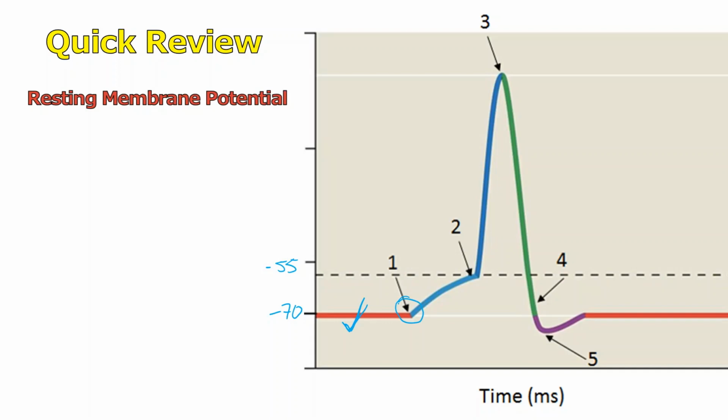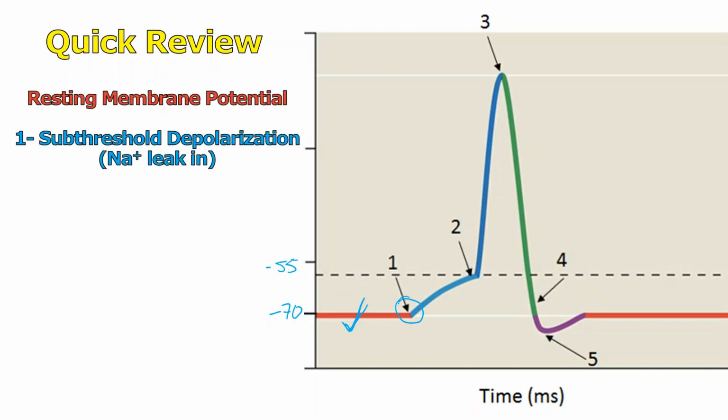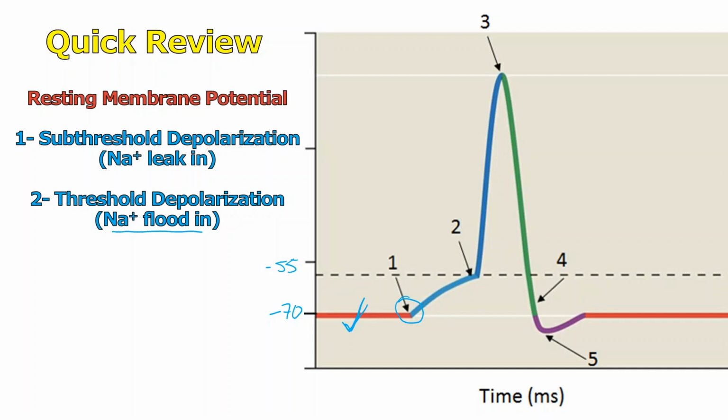Now, event number 1 here looks like something happened. It woke up a little bit, but it didn't actually hit threshold. It was just a sub-threshold depolarization. We can say that's like a sodium leak in, just a little bit. Now, if we have multiple subthreshold stimuli, we can summate them up to threshold. So at threshold, we have a threshold depolarization. That's where the voltage-gated channels open, and that's where we get this flood of sodium come in. And that produces this upward spike of the action potential.